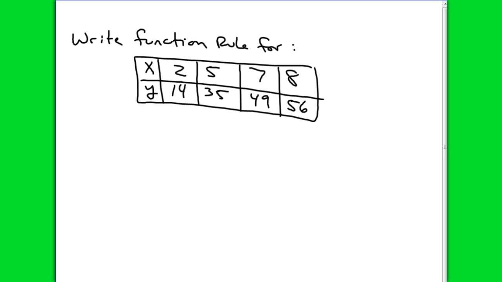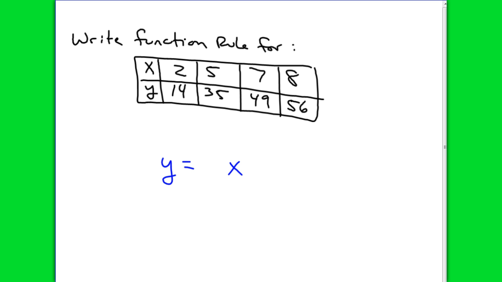Okay, be sure you have all the information in your table. And now we're looking at our inputs, 2, 5, 7, 8. And we're saying, what are we doing to the input? What operation are we performing on the input that leads us to the output? And I bet you have it. How is 2 related to 14?